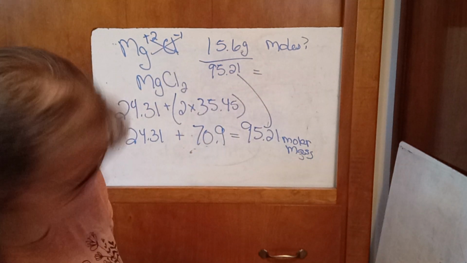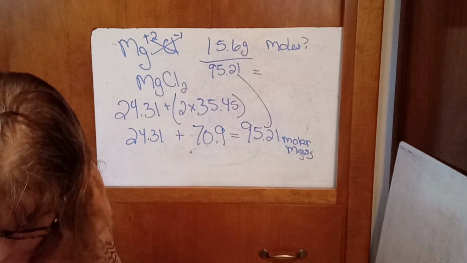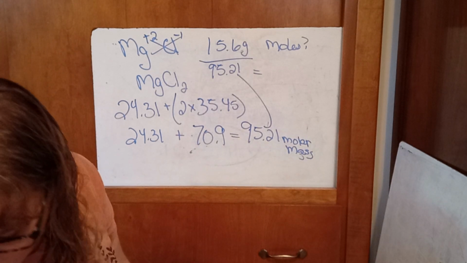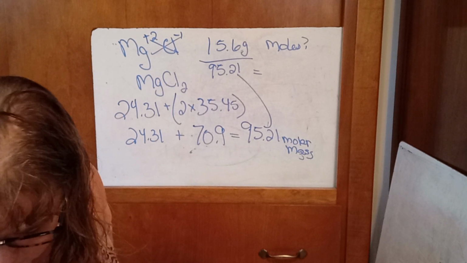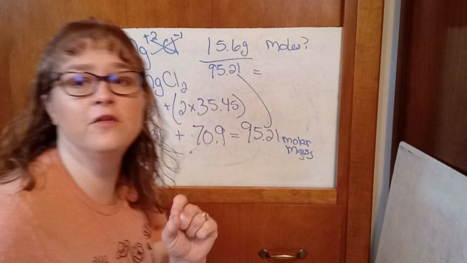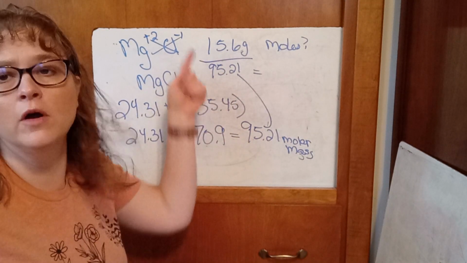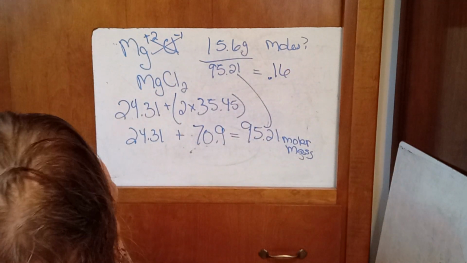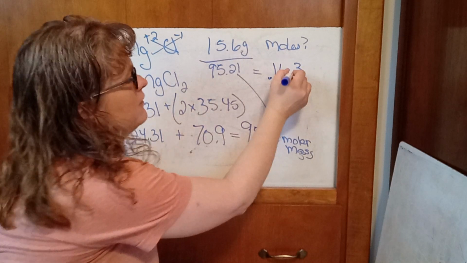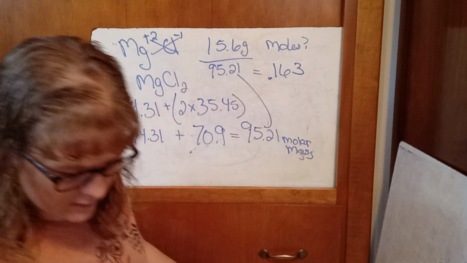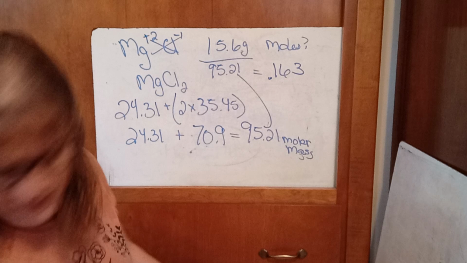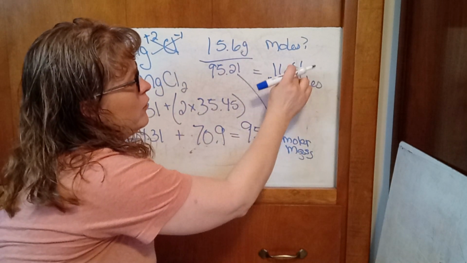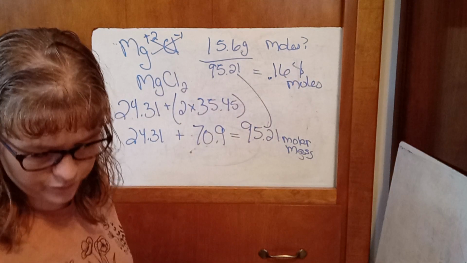So 15.6 divided by 95.21 is going to give us 0.16384833353. Okay, this is where our sig figs come back in. 3 and 4. We do 3 sig figs. 0.16, then it's a 3, so there it stays. Oh, actually, the number after 3 is 8, so we round to 4. 0.164 moles.